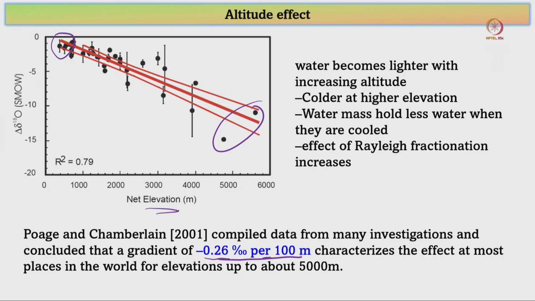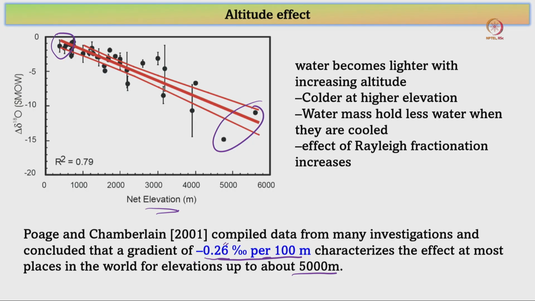It characterizes most places in the world up to 5000 meters. Above 5000 meters, this correlation might have a different value. It will be there, but the value may be a little different. So, this is about the altitude effect, and this is why in Himalayan glaciers and all that, we have very negative values. It is not to do with the continentality effect, it of course has a little bit to do with it, everything will play a part, but the altitude is huge.